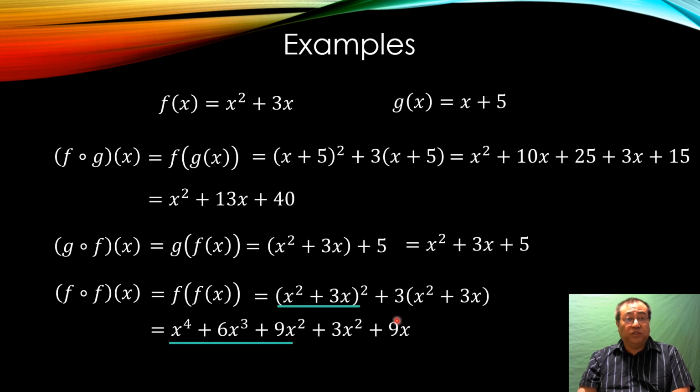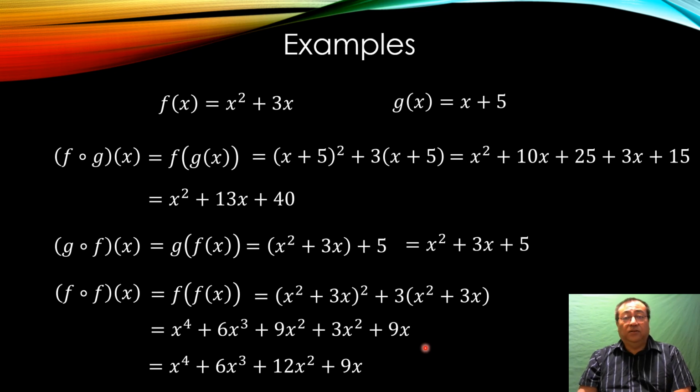x squared plus 3 quantity squared is here. And here we just distribute the 3. And that's what we get. Now we combine like terms. And we get that. The only two terms that combine are these two. Okay. Alright, so that's the examples for composition of functions.